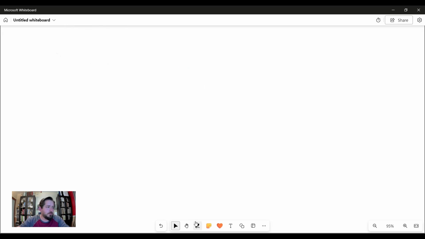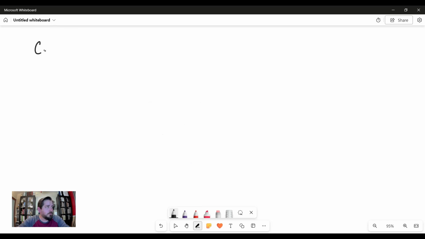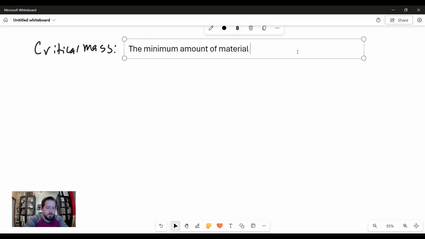The critical mass is, I'm going to type this because I just can't with this writing anymore. The minimum amount of mass of material necessary for self-sustained fission.